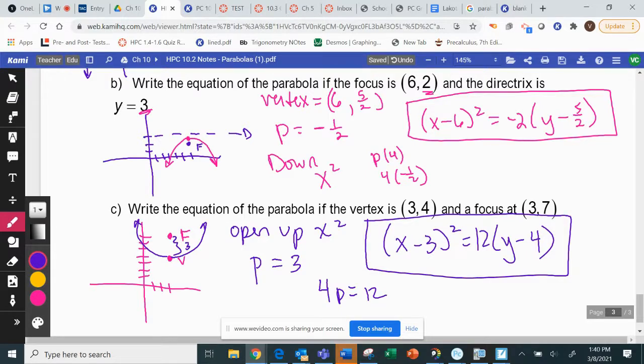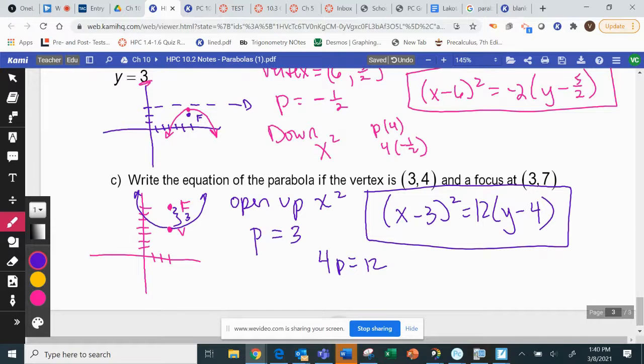Okay, and then you'll need just a few graphs for that. Remember, I have graph paper on the modules if you need some.